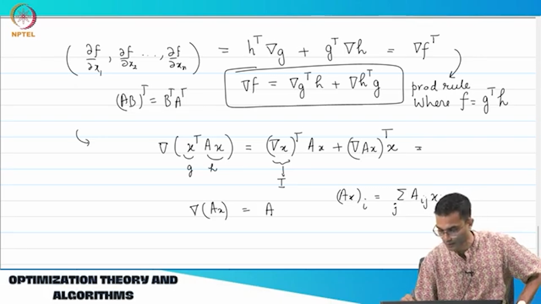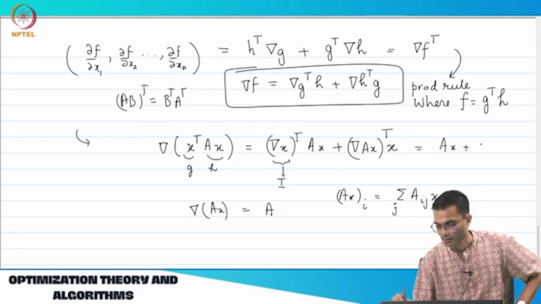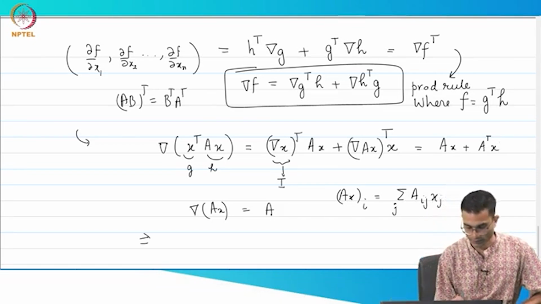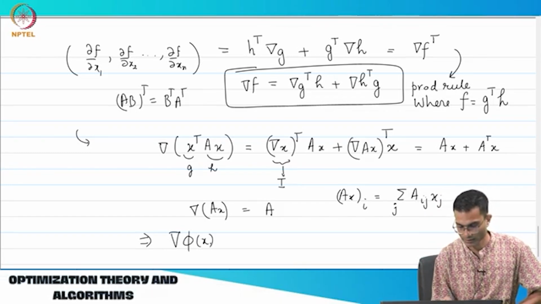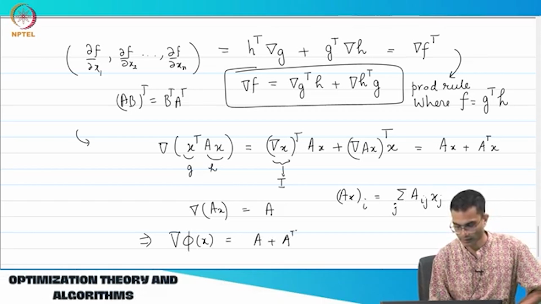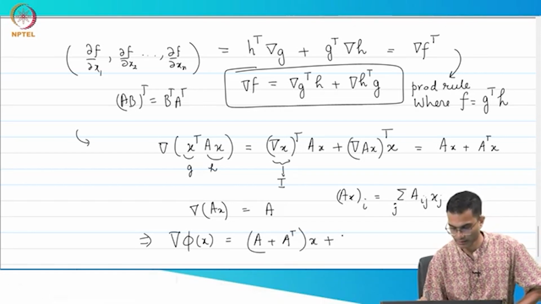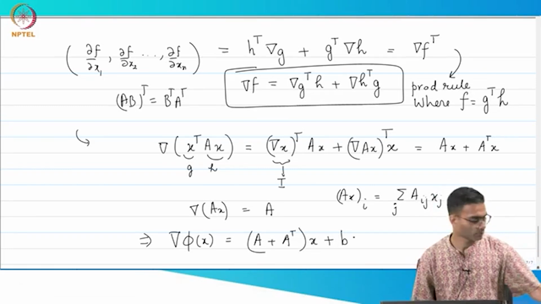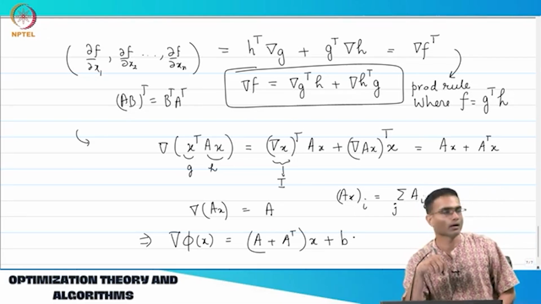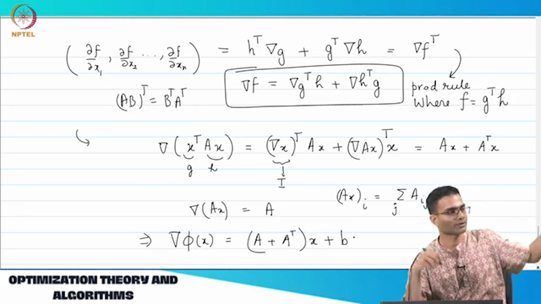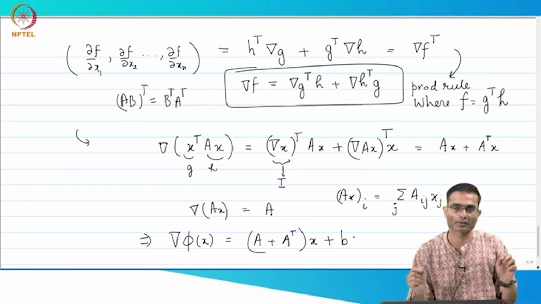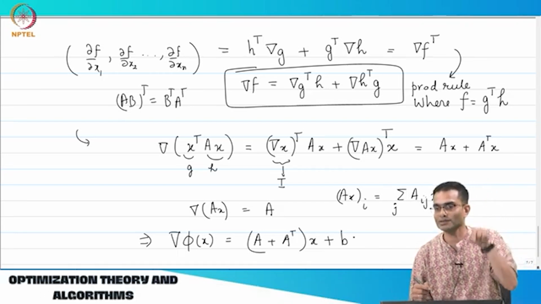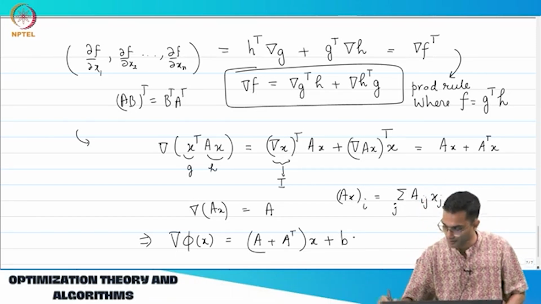So putting this together, what do I get? This is identity. I get Ax plus A transpose x. Right. So finally we get that grad of phi of x is (A plus A transpose) x plus b. Pretty straightforward. No rabbits out of the hat. We just took everything from first principles. A class 12 student could follow this derivation. There's nothing fancy over here, right? So just keep check of whether it's a column vector or a row vector and keep the indices in check.